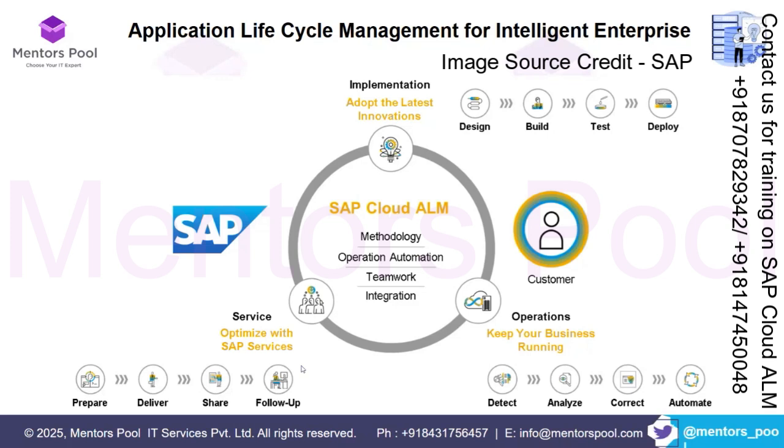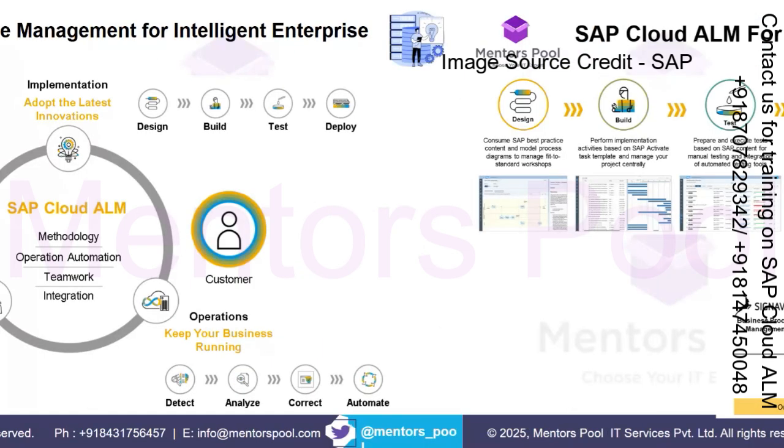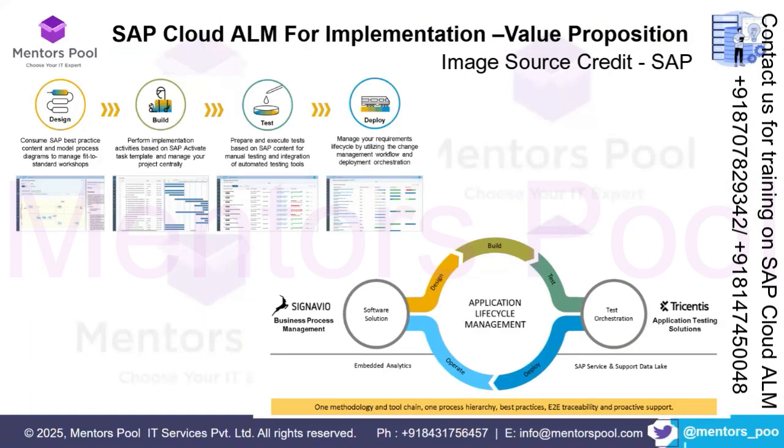In the next slides, we are going to see each and every offering in depth, about how it is helping in the intelligent enterprise suite. Firstly, we'll discuss SAP Cloud ALM for implementation as an offering and its value proposition. Implementation as an offering helps manage the entire project lifecycle of implementing the different SAP business solutions and their respective business processes, right from design to deploy, especially for cloud products like S4HANA Cloud, SuccessFactors, Ariba, SAP Integration Suite, and combinations of these solutions also.